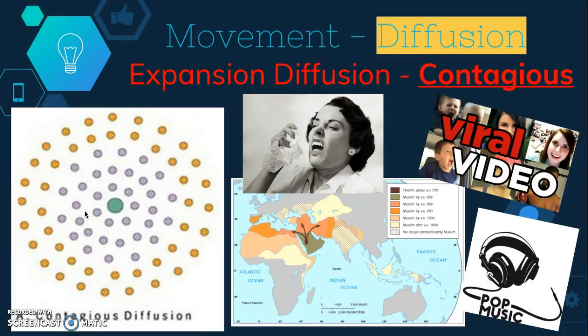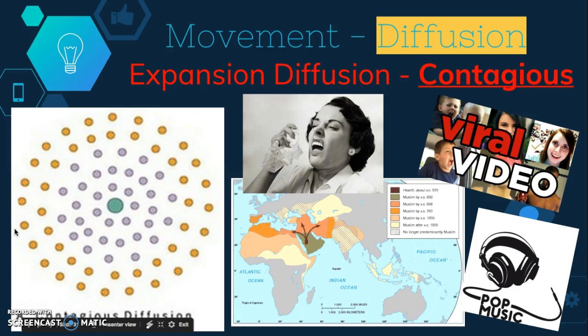Okay, so contagious expansion diffusion. This is the rapid, widespread movement of a characteristic throughout a population. Nearly all adjacent individuals are affected. So you can see here is the cultural hearth, and the trait spreads to all of the individuals that are near it, and then the trait spreads to the individuals near that.